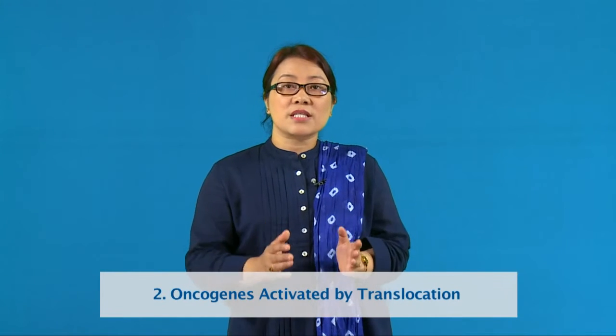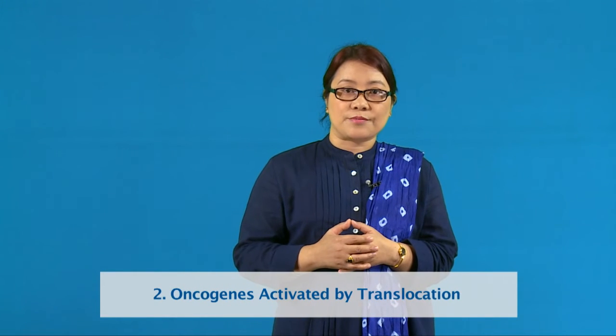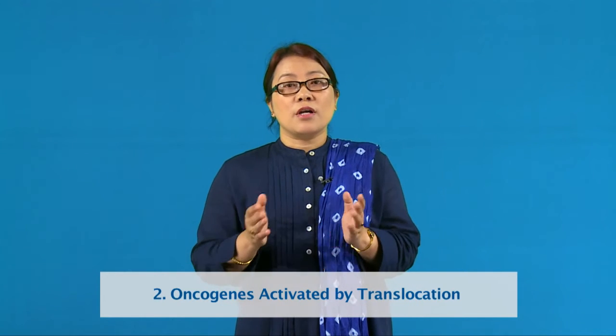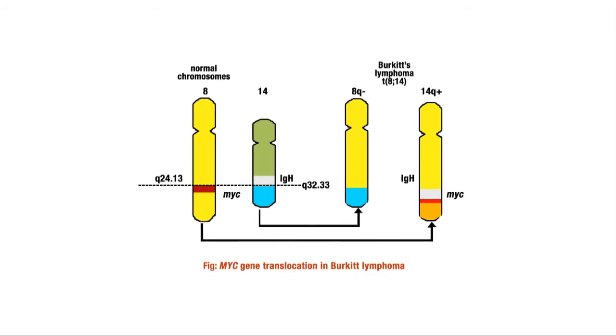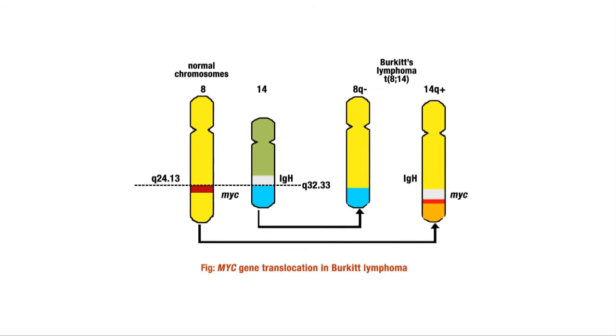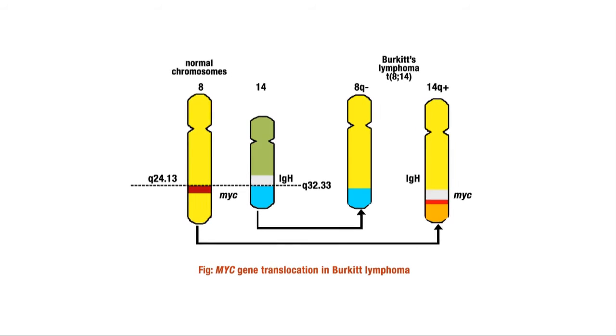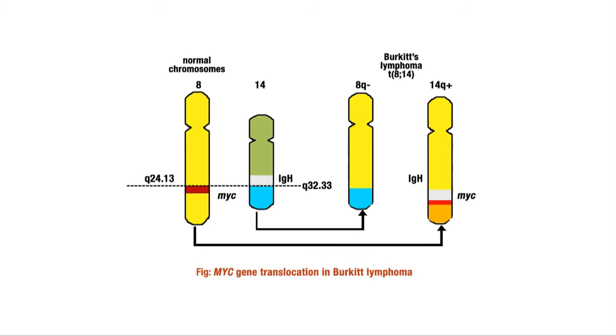Next are the oncogenes activated by translocation. An example of a human oncogene activated by chromosome translocation is the CMYC oncogene, causing malignancies of antibody-producing B lymphocytes such as human Burkitt's lymphoma and mouse plasmacytoma. In Burkitt's lymphoma, a fragment of chromosome 8 is translocated to one of the immunoglobulin gene loci on chromosome 2.